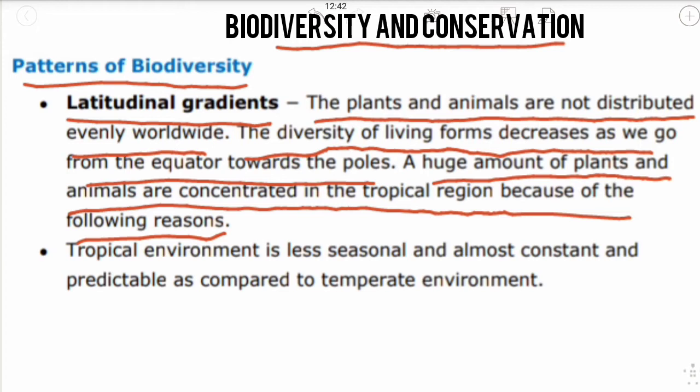So the diversity of living forms decreases as you go from the equator towards the pole, as shown in the diagram. The tropics harbor more species than the temperate regions and the pole. The largely tropical Amazonian rainforest is present in South America. It has the greatest biodiversity on the earth.